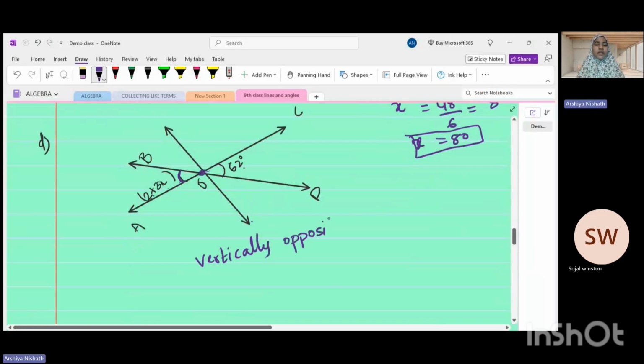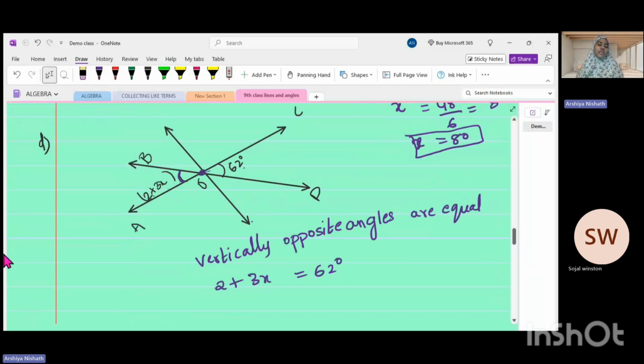What happens to vertically opposite angles? Vertically opposite angles are equal. When vertically opposite angles are equal, what can I tell? 2 plus 3x is equal to 62. Can I tell or not? Yes, we can say. Why? Because both are vertically opposite angles.